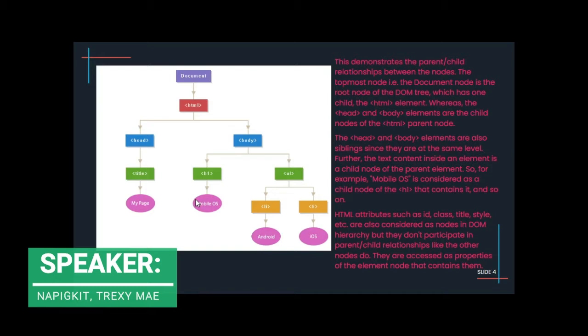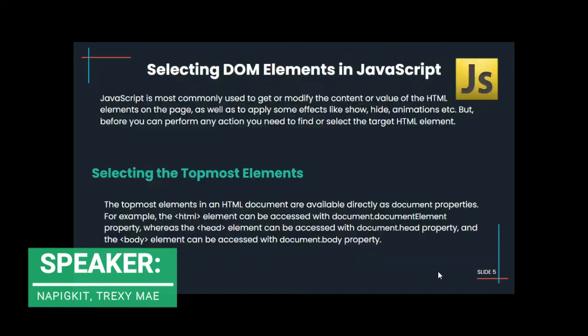HTML attributes such as ID, class, title, style, etc. are also considered as nodes in the DOM hierarchy, but they don't participate in the parent-child relationship like the other nodes do. They are accessed as properties of the element node that contains them.